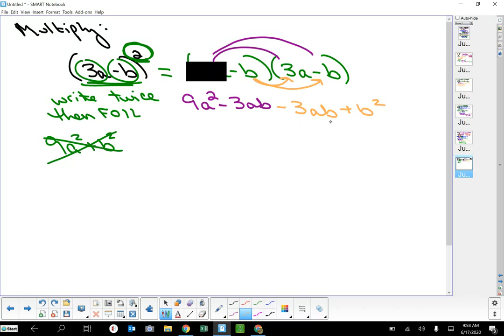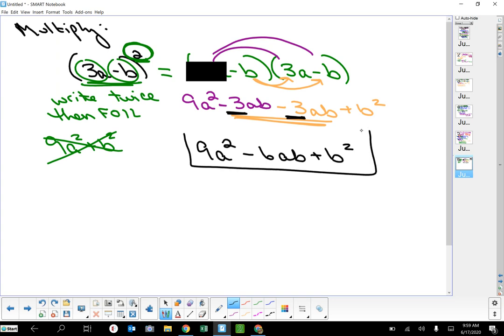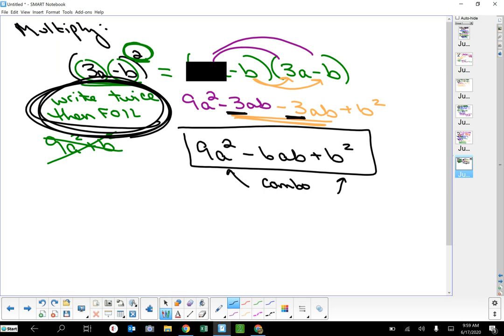Now I'm going to combine any like terms, which you see right in the middle. So I have 9a squared minus 6ab. Remember, I'm adding my coefficients, plus b squared. And this would be the way you'd want to see this, with the two squared terms on the end and the combo of the two in the middle. Okay? That's actually a pretty common way to look at that. All right, so the thing here is making sure that you write twice and then FOIL.